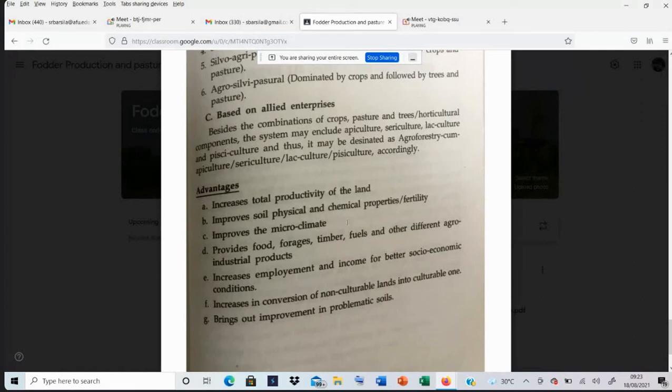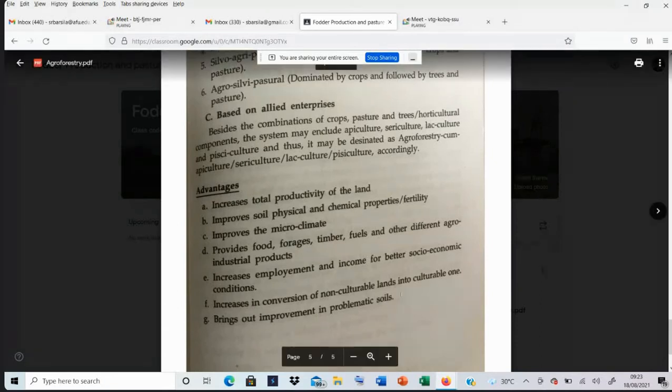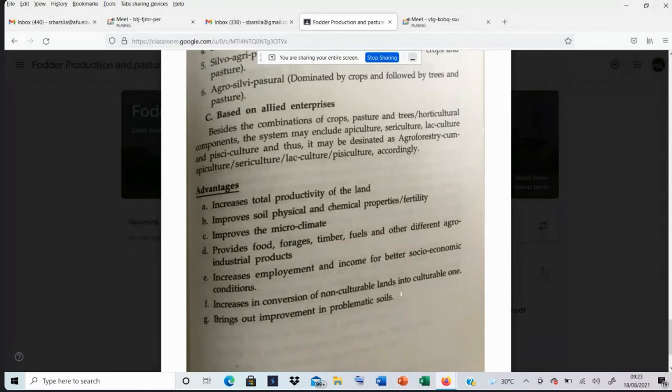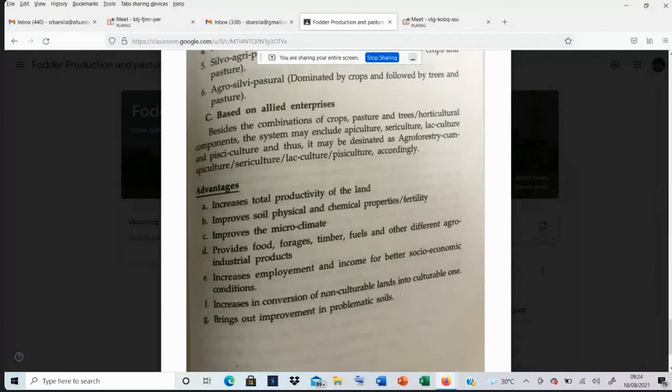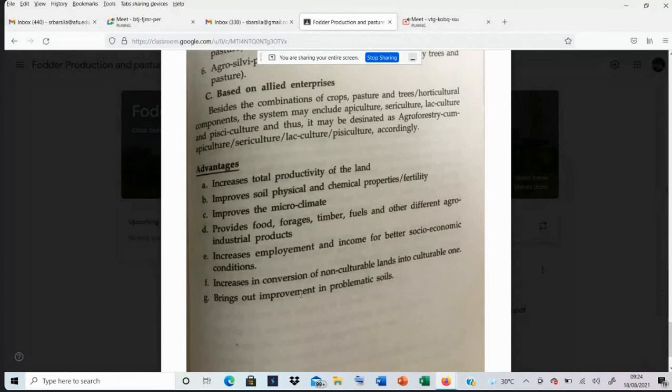Then there is an increase in the conversion of non-cultivable lands into cultivable ones. That means arable land that has been abandoned can also be utilized with a better form of agroforestry. It also brings improvement in problematic soils. There are some fodder trees or forest trees you can use to conserve soil and to convert problematic soil. For example, in lowland soils you can cultivate fodders, and also some trees that can reclaim the soil.